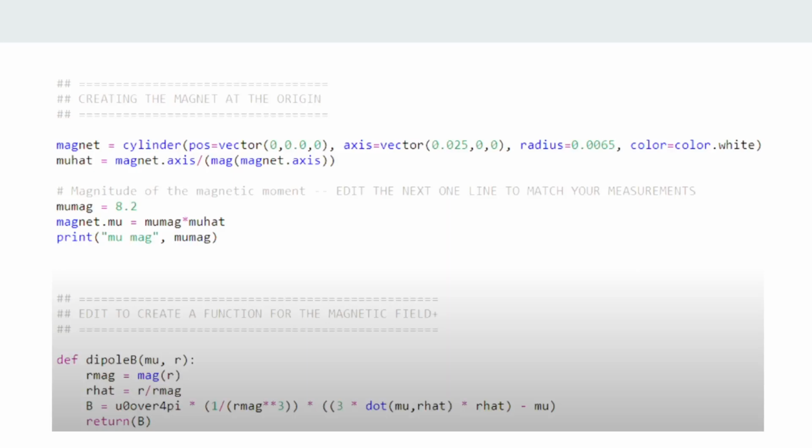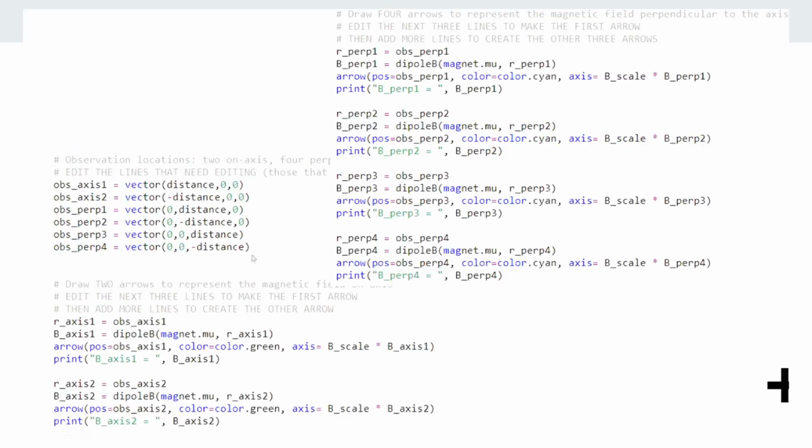Okay, so here's our code for GlowScript. Essentially we just created a magnet at the origin, and we inputted our mu mag over there, and then we created a cylinder using that magnet, and down below we defined the dipole using our mu value and our radius. Then we had to make an arrow at each of the observation points, so we created vectors describing them. The cyan ones are the perpendiculars, and the green ones are the on-axis ones. So there are 2 on-axis and 4 perpendiculars.